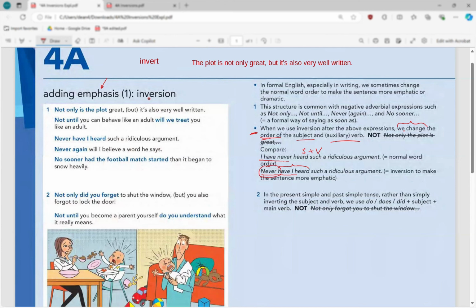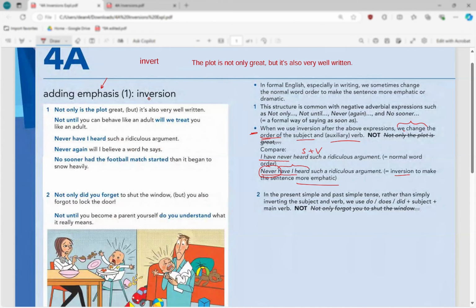Okay. So again, why am I doing it? To make inversion. Why am I doing the inversion? To make it more emphatic, guys. Right. So we've got more examples here. "Not until you can behave like an adult will we treat you like an adult." Look, not until you can behave like an adult will we treat you like an adult.